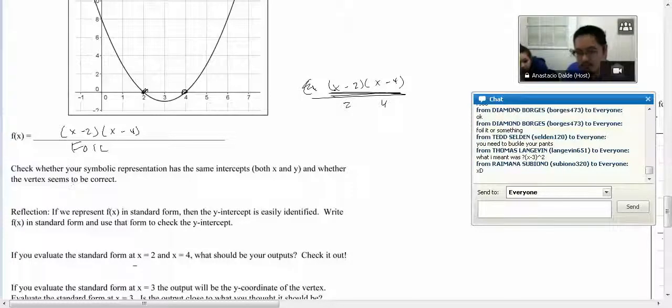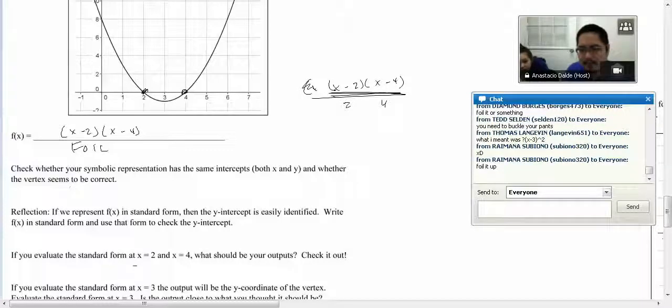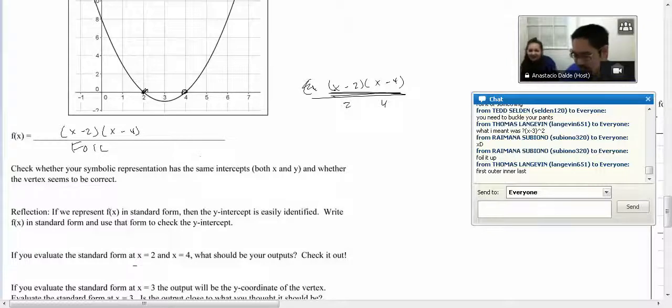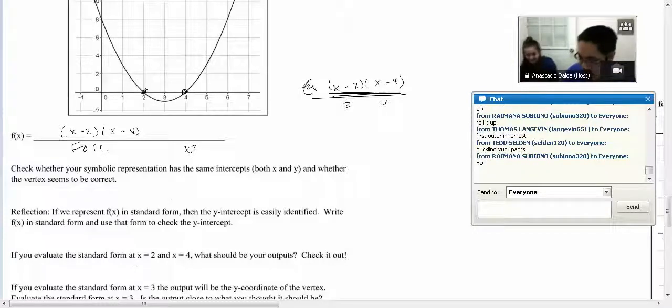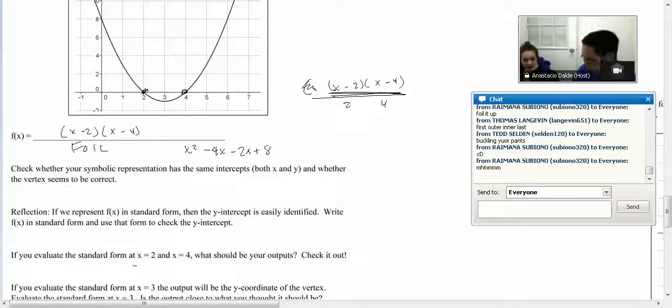What does FOIL stand for? First, outer, inner, and last. X squared. Outer is minus 4x, inner is negative 2x, and last is plus 8. Right? You guys get that? First, outer, inner, last. So standard form actually looks like this: x squared minus 6x plus 8.